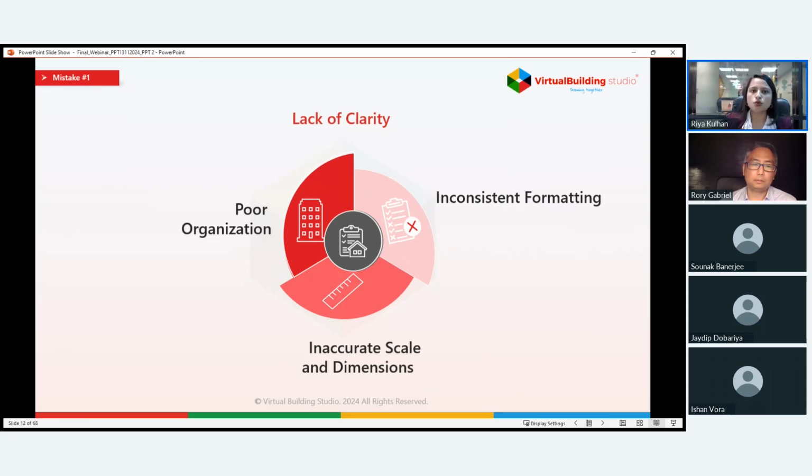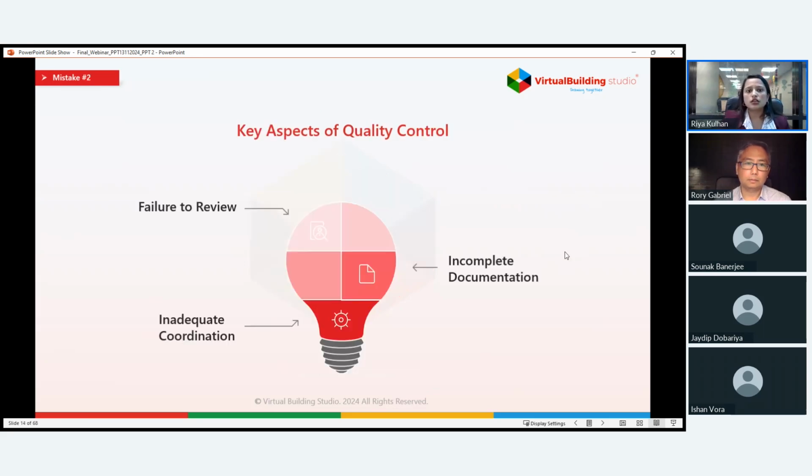So the best way to avoid the mistake is to double check all the dimensions and ensure that every drawing is correctly scaled before submission. It is also helpful to include a graphic scale bar on each drawing so the reviewers can easily verify that everything is accurate. So now let's talk about poor organization.